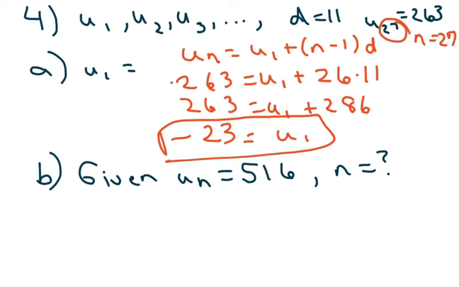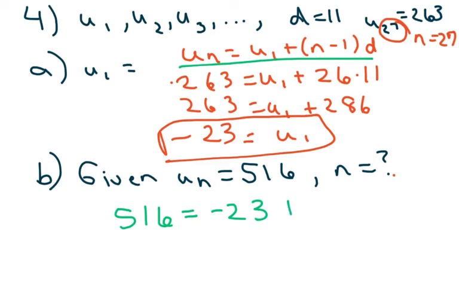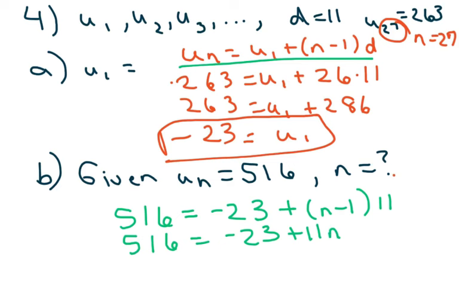All right. Now, they say given that the last term is 516, how many number of terms would that be? So basically, I'm going to use the same formula here. So I have 516 equals, my first term was negative 23, right, plus n minus 1 times 11. And so I don't even think I finished this one. So 516 equals negative 23 plus 11n minus 11.